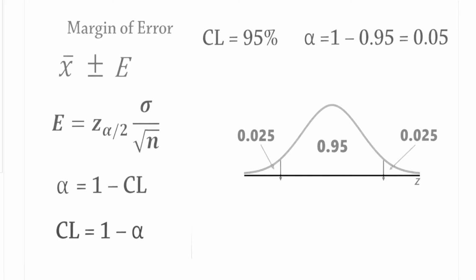So, if the population standard deviation is known, the margin of error is determined by z alpha over 2 times sigma over root n, where alpha, the significance level, is 1 minus the confidence level, and correspondingly, the confidence level is 1 minus alpha. So if the confidence level is 95%, alpha will be 1 minus 0.95, which equals 0.05.